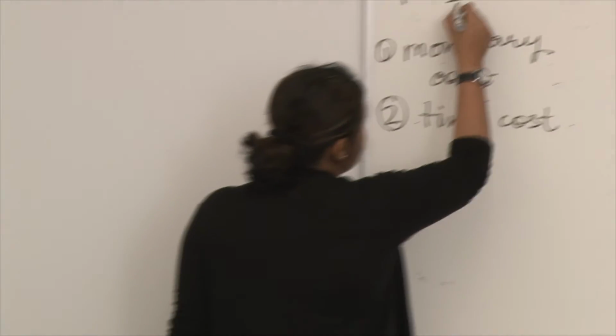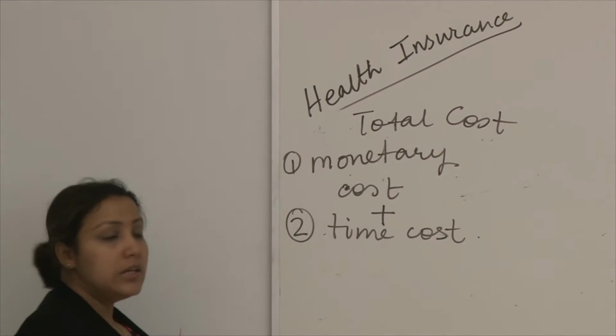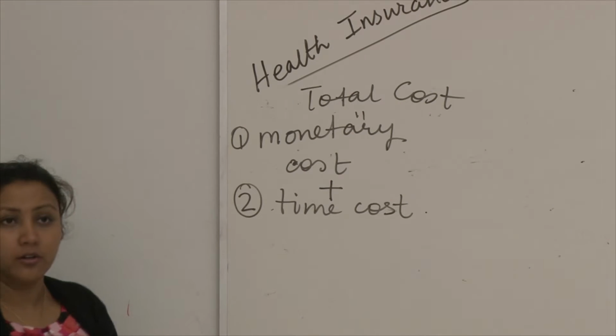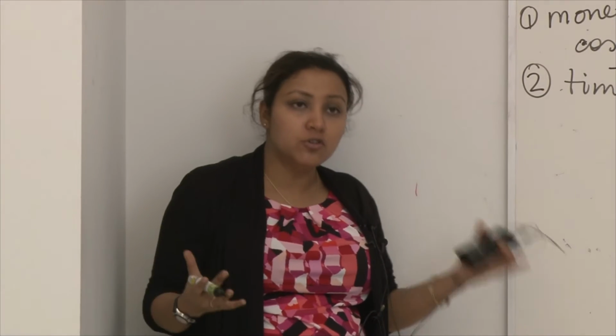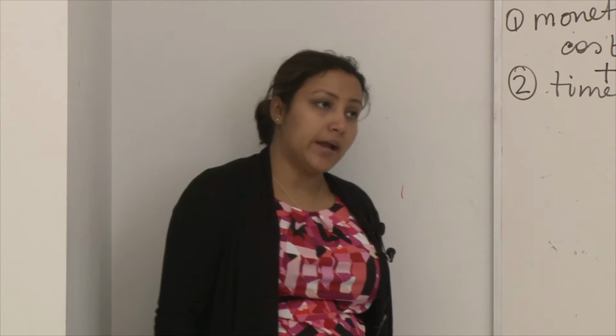Okay? Now, although the total cost is monetary cost plus time cost, these two costs work as substitutes to each other. Monetary cost and time cost work as two substitutes to each other. Okay? What do I mean by that?